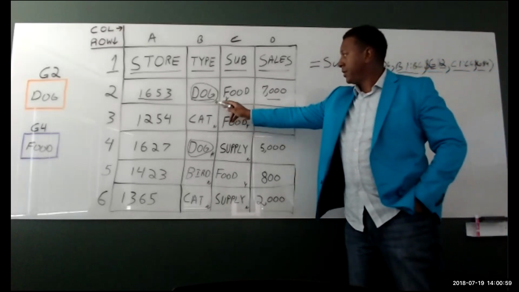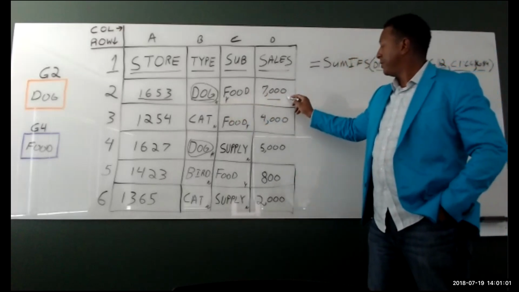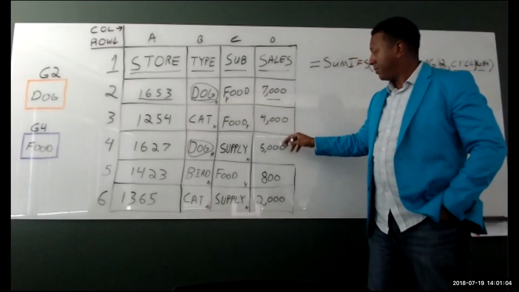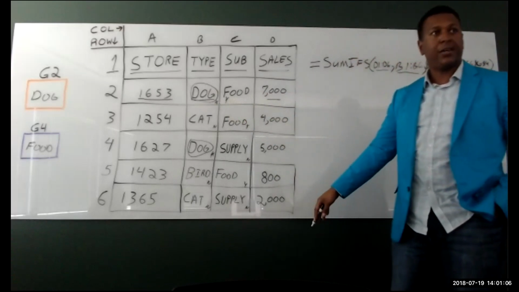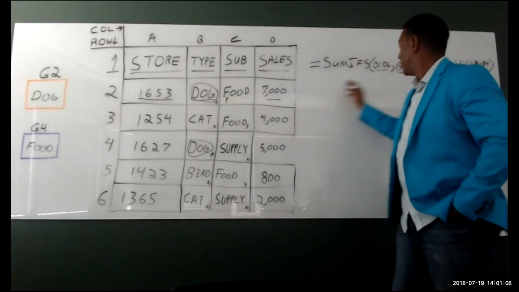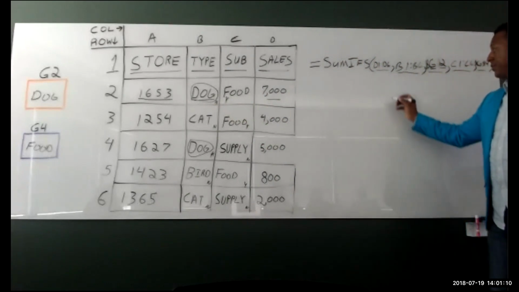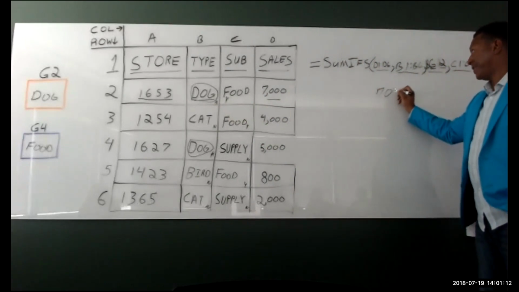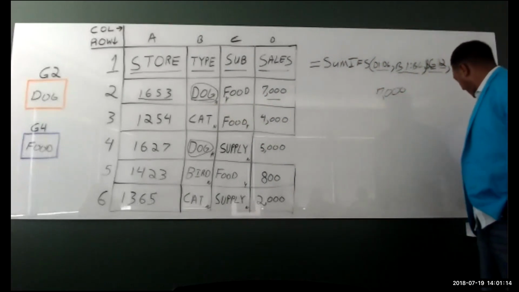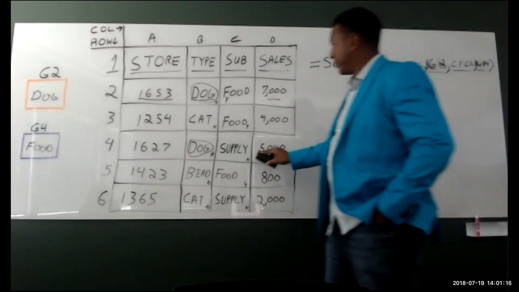It's going to say, yes, yes, 7,000. No, yes, no, 0, 0, 0, 0, 0, all the way down, because none of this matches the criteria you asked it to do. So the answer is 7,000. Okay? Now, let's make Excel work a little bit.